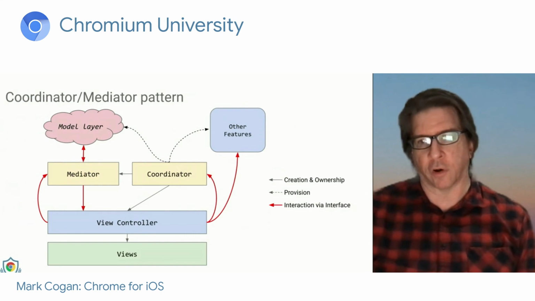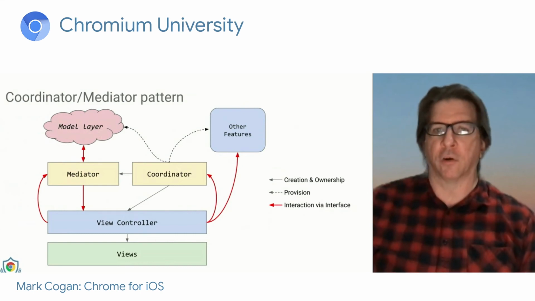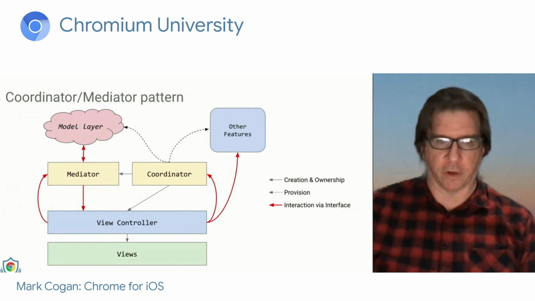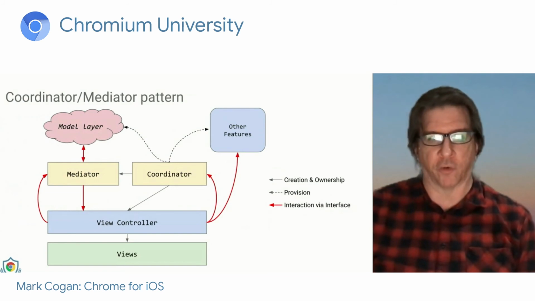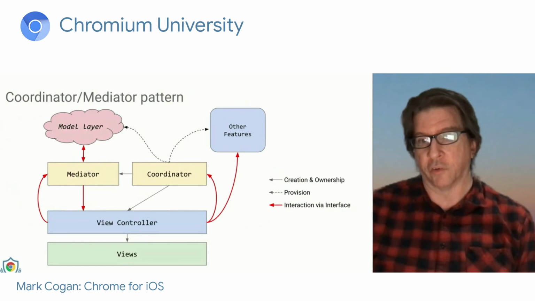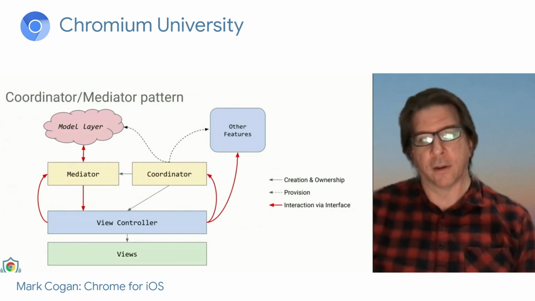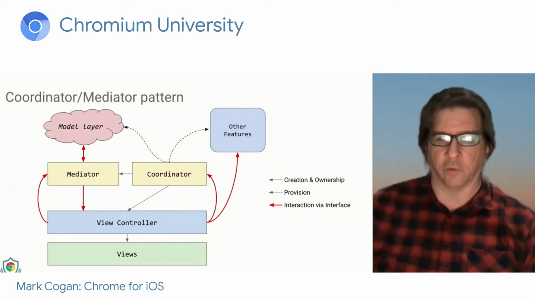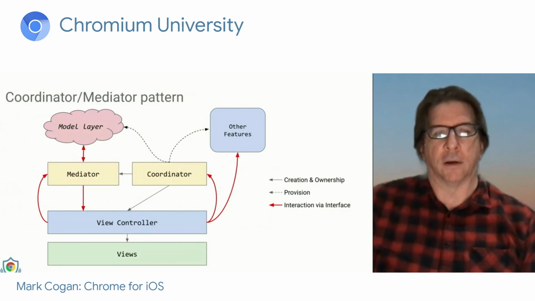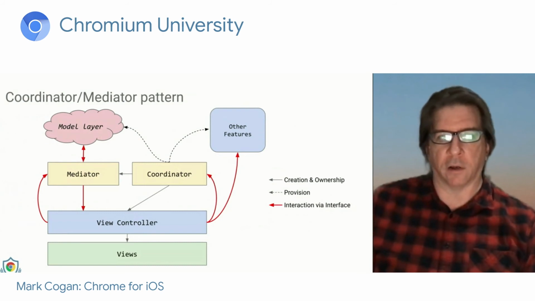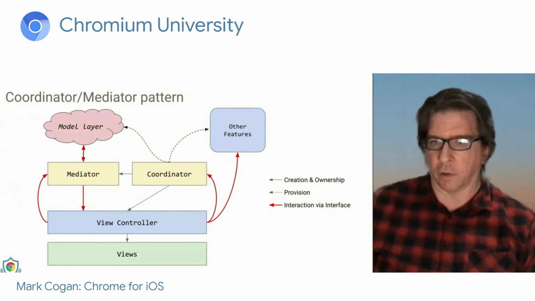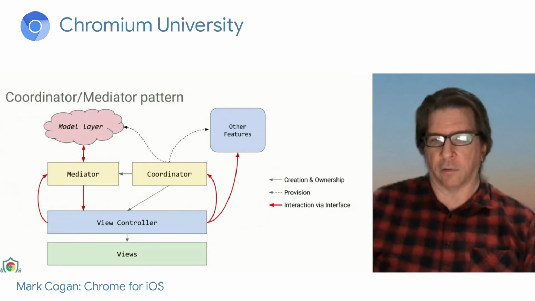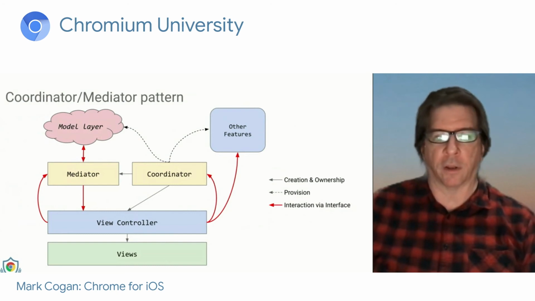If you saw Ted's talk about Android, some of these words may look familiar. We follow a similar pattern, but it's a pattern and not a framework. So how this pattern shakes out for iOS is somewhat different from how it works for Android. But essentially, the coordinator is an object that creates and owns the view controller, which is the thing that actually does the UI work in iOS, and a mediator. A mediator bridges between updates to the model layer and the view controller, and also the view controller pushes updates into the mediator, which can propagate back to the model layer.